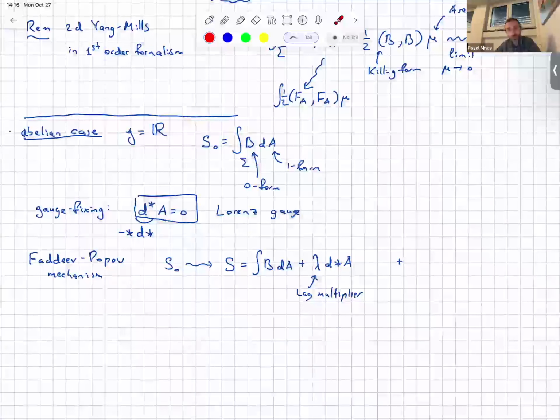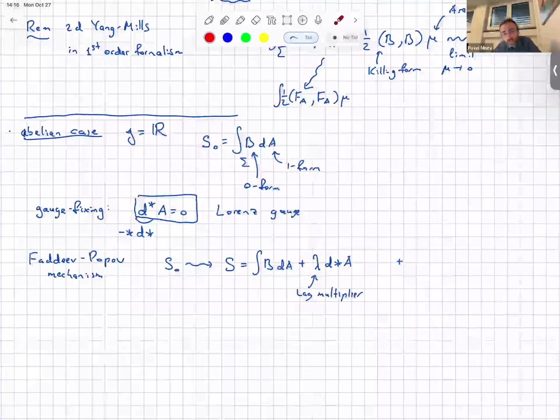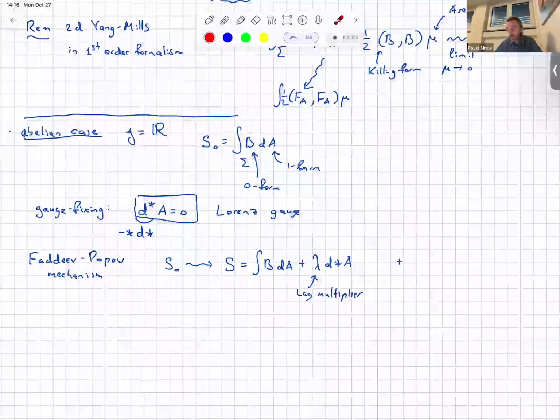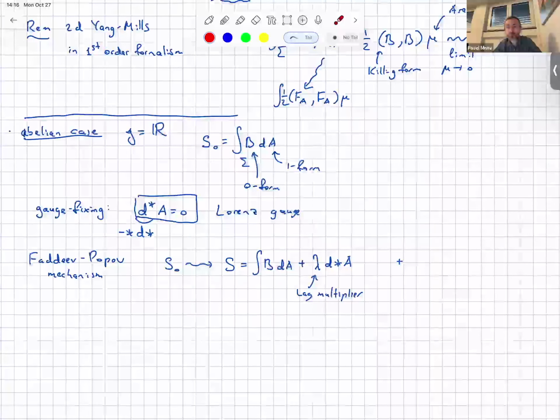Yes, please, ask a question. Under this gauge transformation, S naught transforms exactly as S naught, or up to a total derivative? Actually, not up to a total derivative. The Lagrangian is invariant, there is no total derivative term for gauge transformations. In some other examples like Chern-Simons, there are total derivative terms, but here no.